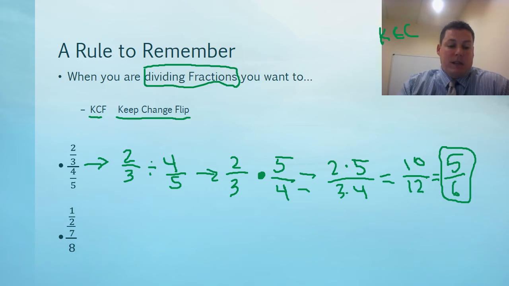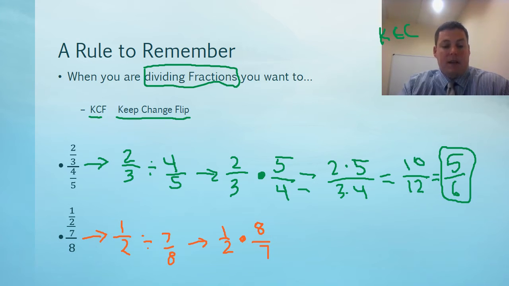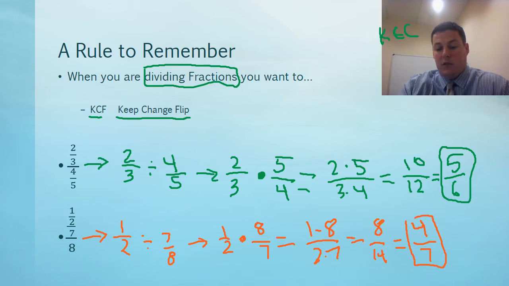Here's an additional example. Again, we rewrite it the long way, so it's 1/2 divided by 7/8. Keep the first fraction, change the sign to multiplication, flip the second fraction. So now I have 1 times 8 over 2 times 7, which gives me 8 over 14. Again, 2 goes into both of them, so I divide each of them by 2 to reduce, and I end up with 4/7. So keep, change, flip when dividing fractions.